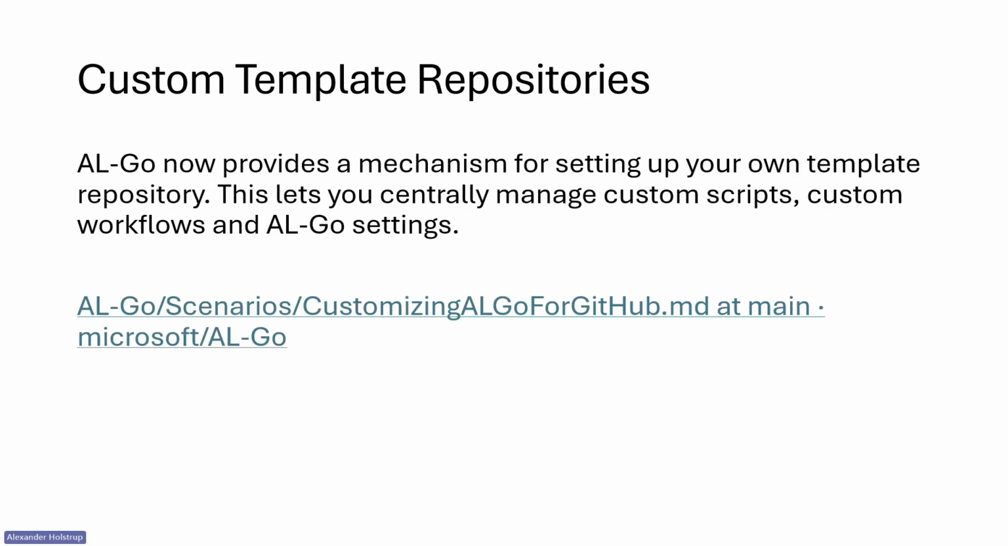The next one is a rather big one, custom template repositories. This basically gives you the capability of adding your own template repository that you can spawn other repositories out of, similar to how ILGO PTE or ILGO App Source works today. Now you get the capability of adding your own template repository where you can add your own custom scripts or custom workflows and so on, and those will be synced. When you run Update ILGO System Files, those things would be synced to your other ILGO repositories.